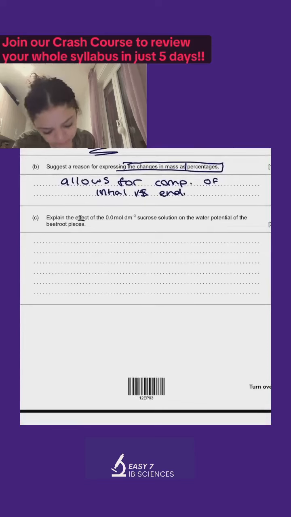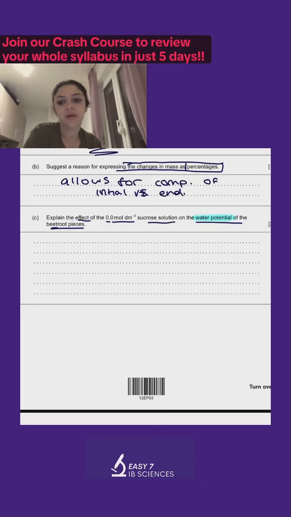It says, explain the effect of 0.0 mole sucrose solution on the water potential of the beetroot pieces. Water potential is part of the new syllabus content. So hopefully you guys understand what water potential is. Water potential just basically refers to osmosis rate, as water potential is the highest in pure water. Water moves to an area of high concentration.